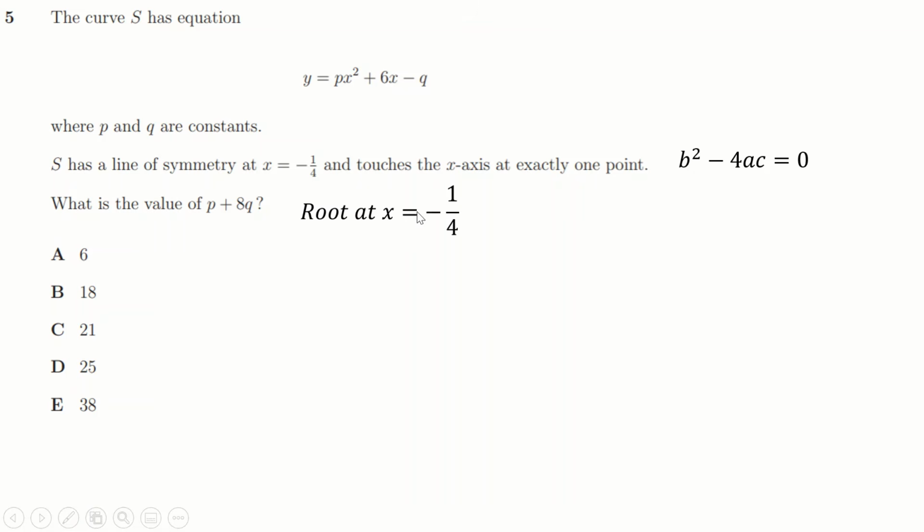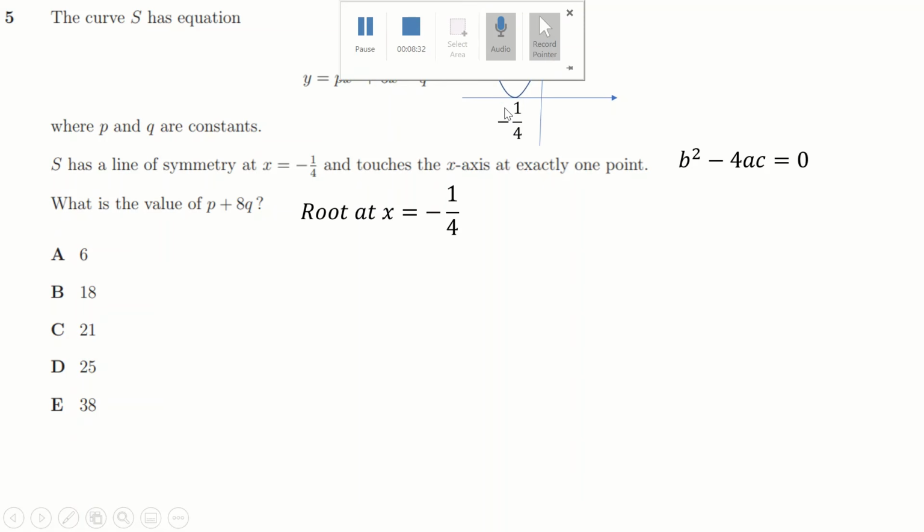Now, that means its roots, if we picture the graph in our head, if it's symmetrical around x is minus a quarter, which I could say is roughly here, that means that the graph must look like this, right? Like, there's no other option. It only has one root and it's symmetrical here. That means it must look like this. So I can use both of these facts. Let's use this one first.